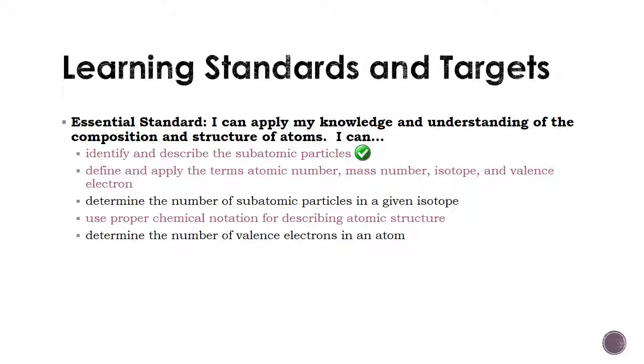Taking a look at our learning targets again, we have defined the terms atomic number from the previous lesson, and mass number and isotope in this lesson. The next one, or maybe not the next one, a couple more, we'll hit up valence electron. And we're also starting to look at using proper chemical notation for describing atomic structure.